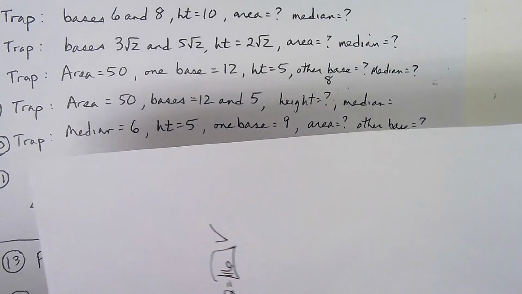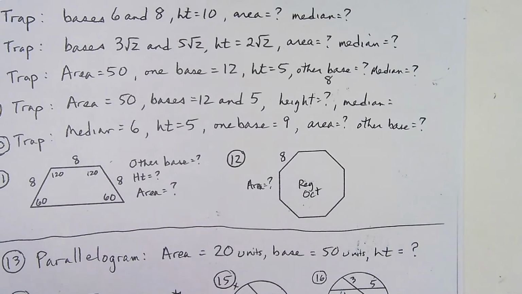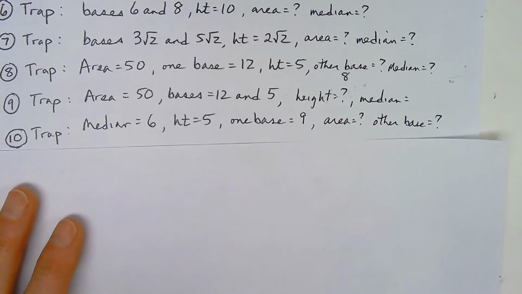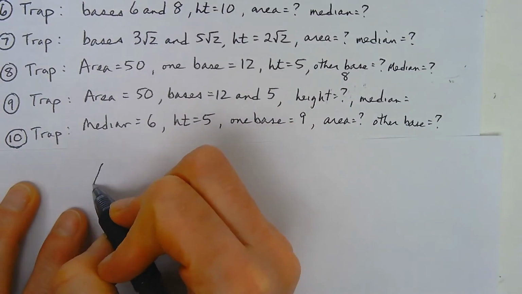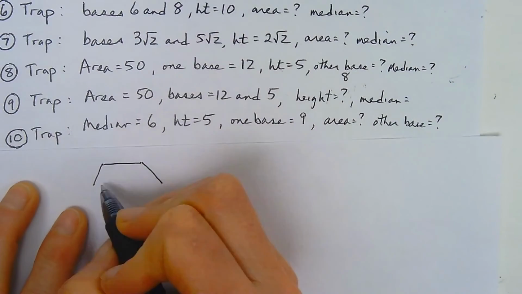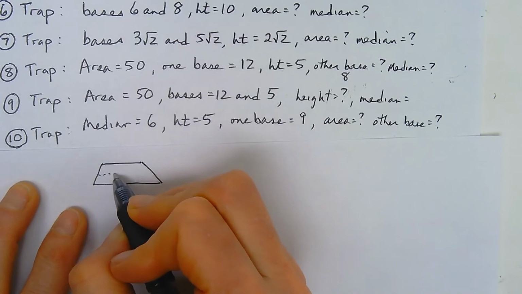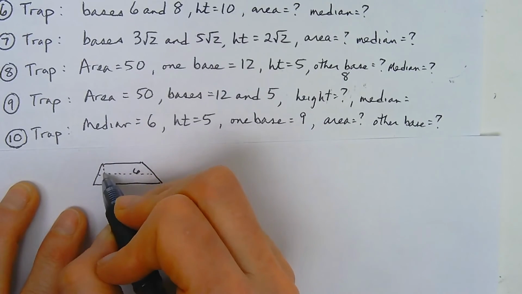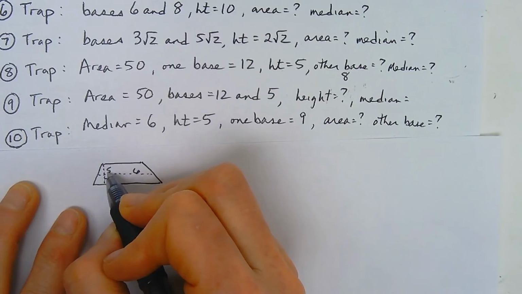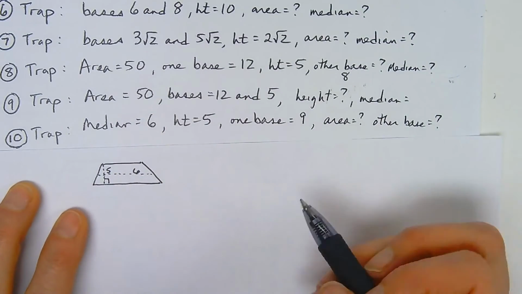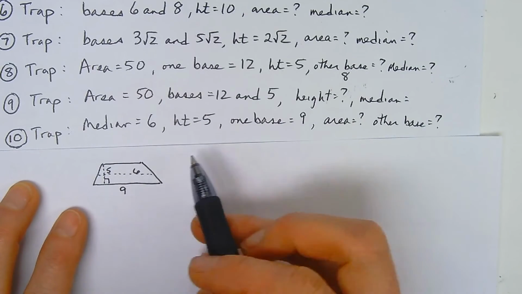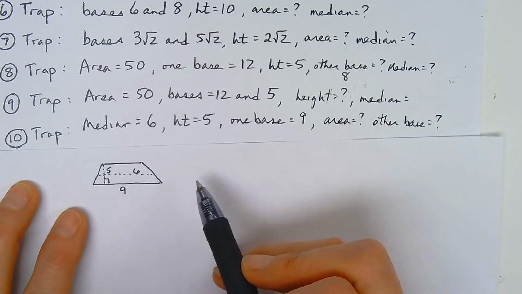Okay, number 10. Trapezoid, and this time we're given the median and the height. We're given this is 6 and the height is 5. One base is 9. Let's say this one. We're asked to find the area of this trapezoid and the other base.